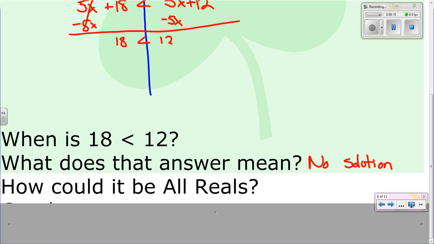How could it be all reals? It would be all reals if it came down to the end and it was 18 greater than 12. So when is 18 greater than 12? Always. So that's when it would be all real numbers. When your x's disappear and all you have left is two numbers and it makes a true statement.